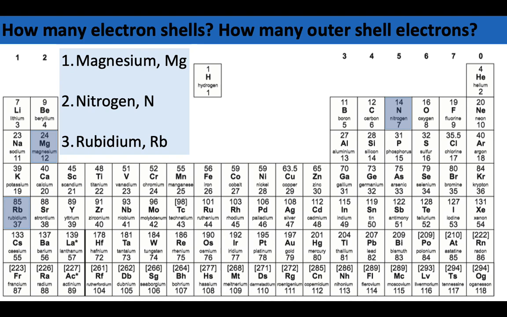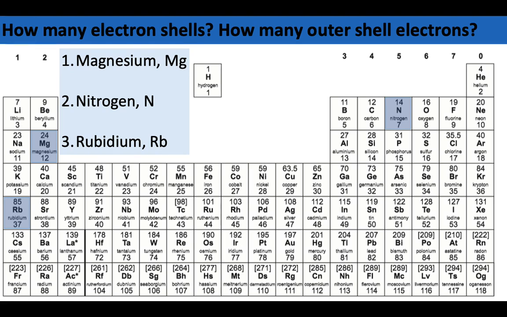Okay, you're going to have a go at doing this now. How many electron shells and how many outer shell electrons do these 3 elements have? So magnesium, nitrogen and rubidium. Now one thing I want you to notice is don't miss the first period. That's the really small one at the top with hydrogen and helium in it. That's period number 1. The second period starts with lithium on the left-hand side, the third period with sodium, fourth period with potassium, and so on. Okay, so pause the video now and have a go at answering those questions for me.